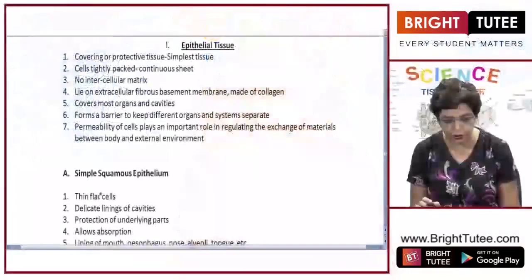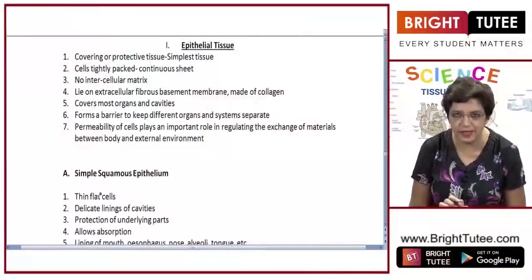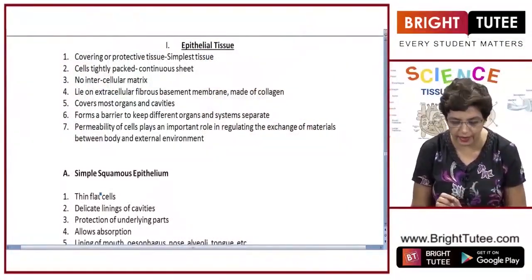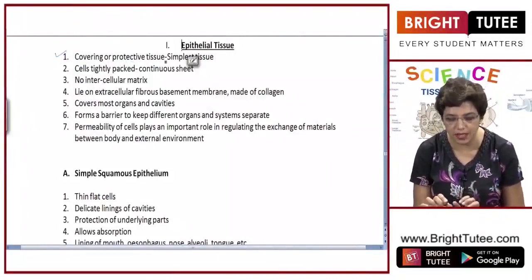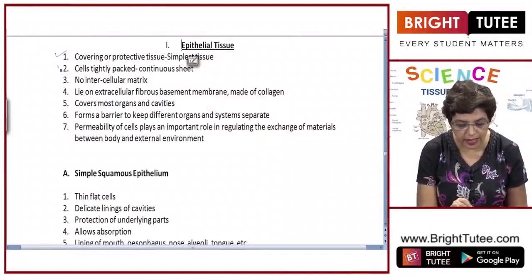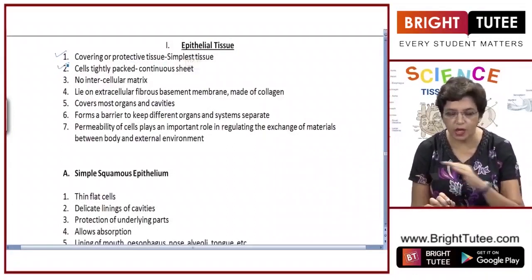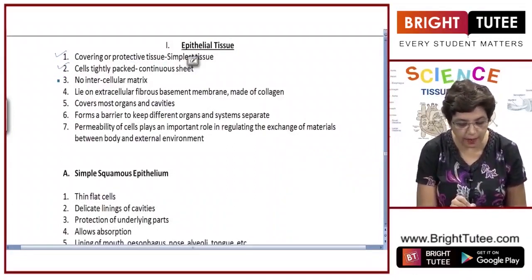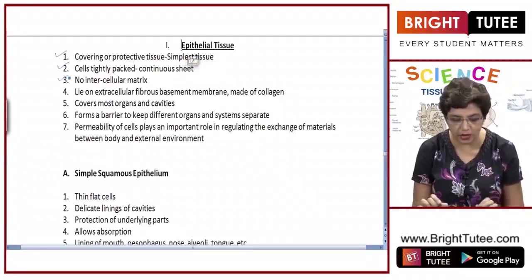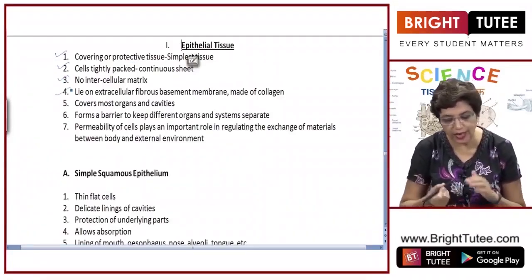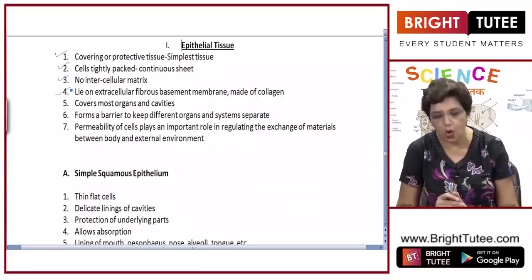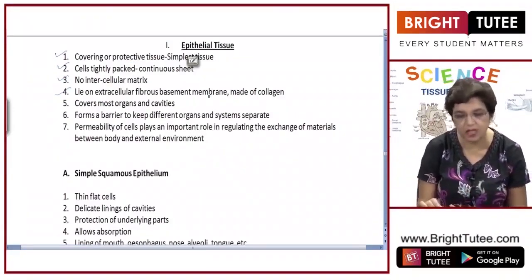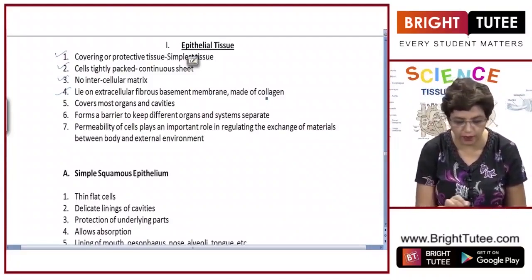First, epithelial tissue. Epithelial, as the name suggests, they are the outermost layer. They form the covering or the protective tissue. These are the simplest tissue in the animals. The cells are tightly packed. They form a continuous sheet. There is absolutely no intercellular matrix. They lie on the extracellular fibrous basement membrane. So there is a basement membrane, then all the cells are arranged. This basement membrane is made up of collagen.